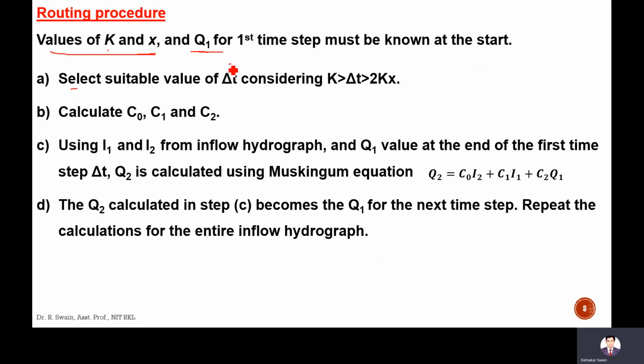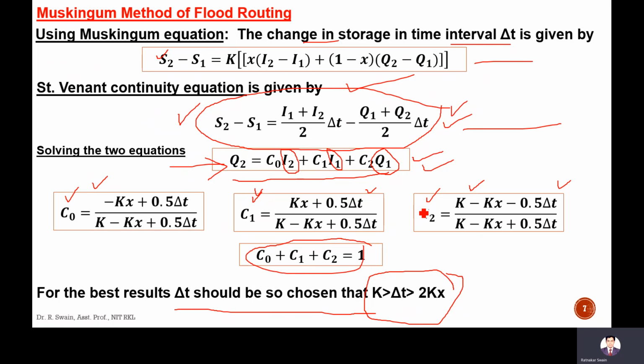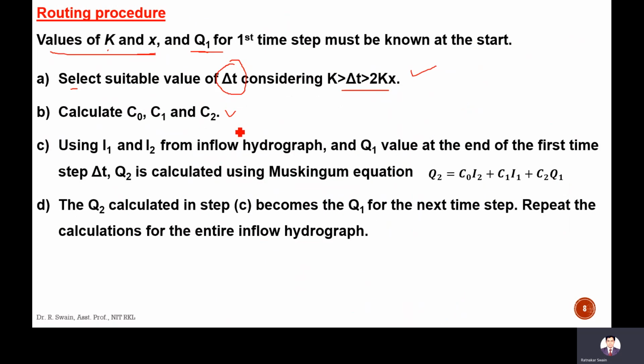Select the time interval delta T considering this condition: K should be more than delta T, should be more than 2kx. So delta T should be in between the K and 2kx. Then calculate C0, C1 and C2, using these three expressions. Using I1 and I2 from the inflow hydrograph and the Q1 value at the end of the first time step.